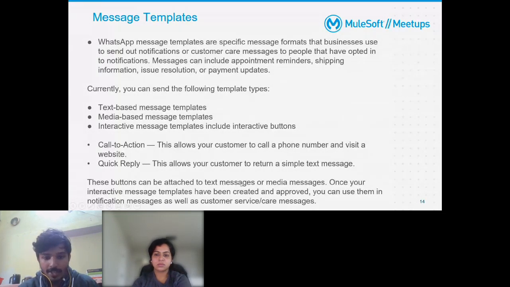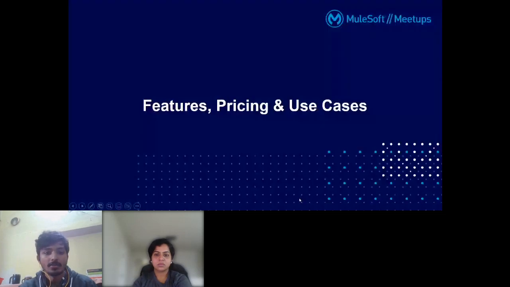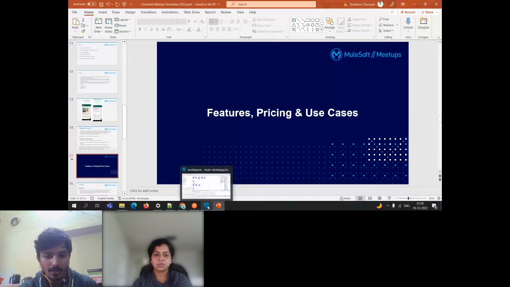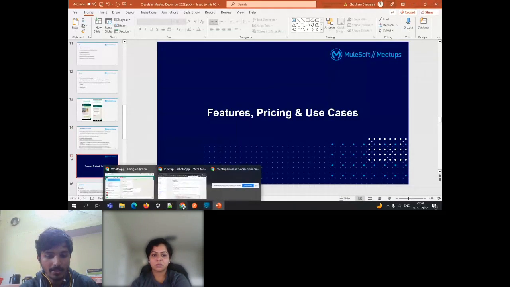These buttons can be attached to a text message or media message, as I showed you. They will be there once your interactive message templates have been created and approved. After you create it, it needs to be approved, and that takes some time. Earlier the approval was instant, but something has changed now. You can use them in notification messages and customer service messages. Before that, let's move to the template part, and how we create templates.